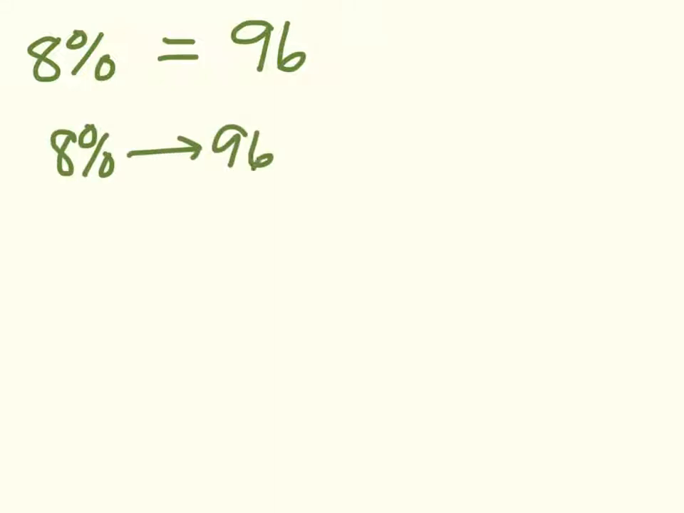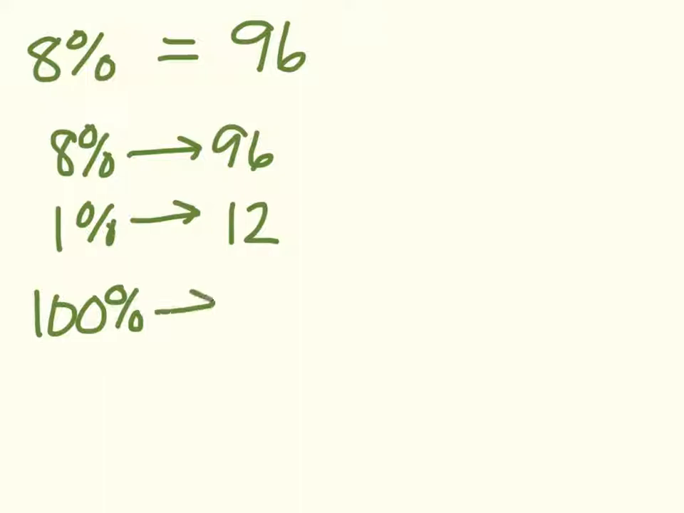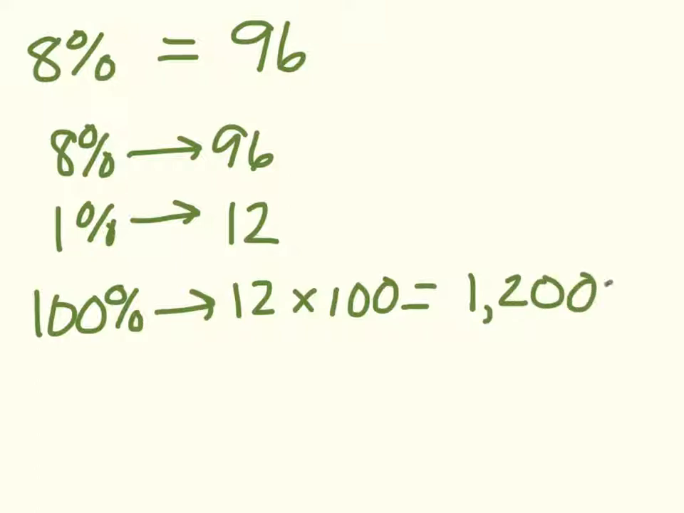Now let's learn to find the whole given a quantity and its percent. So let's say that Anna has 8% of her CD collection in a box. And that box contains 96 CDs. So how many CDs are in Anna's whole collection? So we can draw a model to help us solve this. We know that 8% equals 96 CDs. So 1% will equal 12 CDs. So Anna's whole collection would be 100%. So to calculate 100%, we simply take 12 times 100, which tells us that Anna has 1,200 CDs.